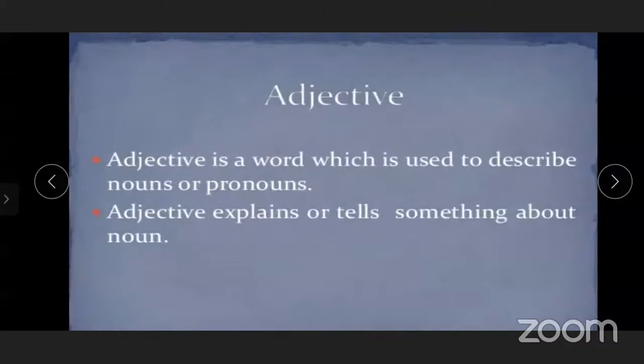So what is meant by adjective? Adjective is a word which is used to describe a noun or pronoun. Adjective explains or tells something about the noun. Adjective modifies the noun. Can you read this after me? Adjective is a word which is used to describe nouns or pronouns. Adjective explains or tells something about the noun.